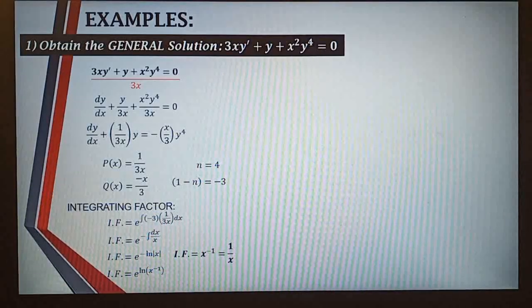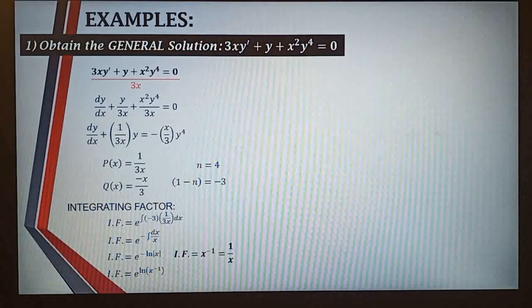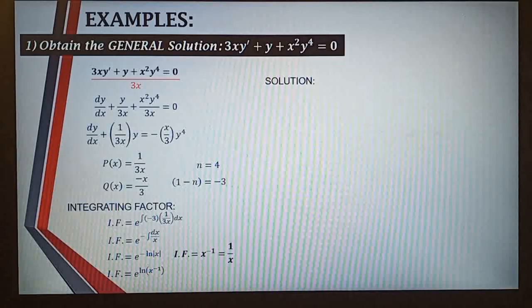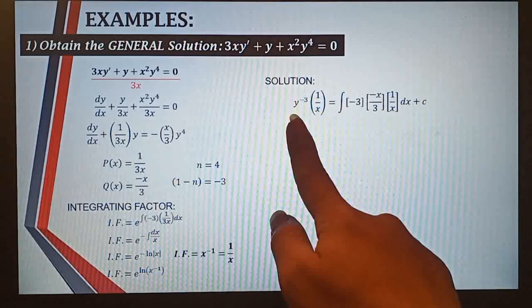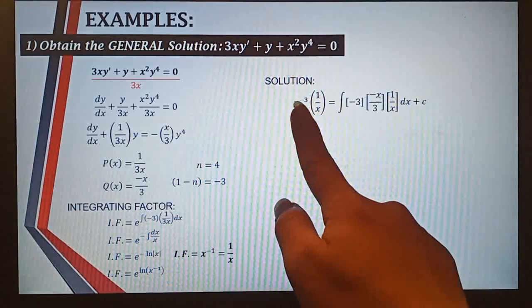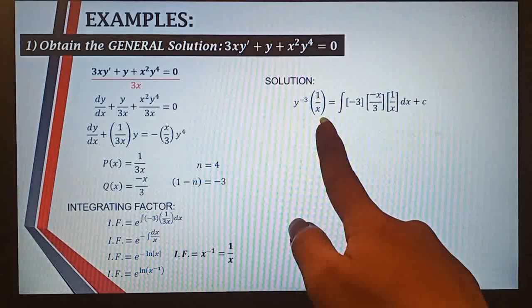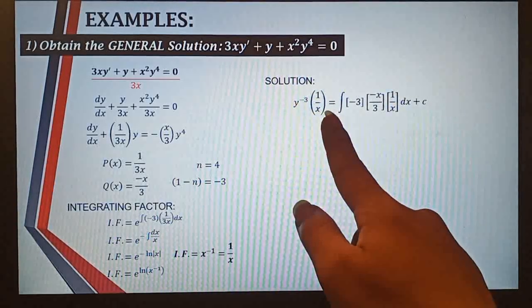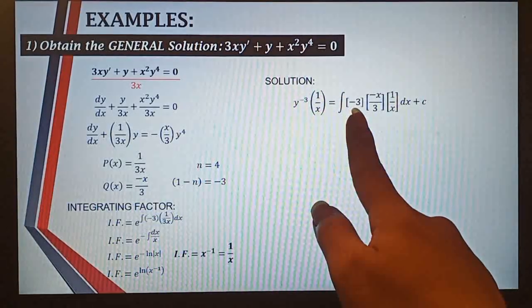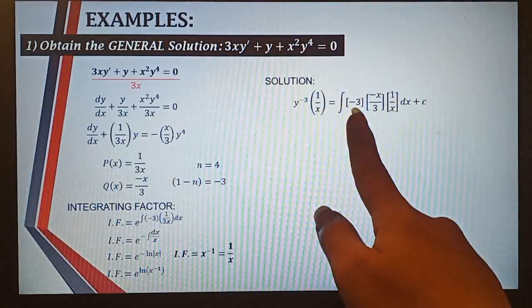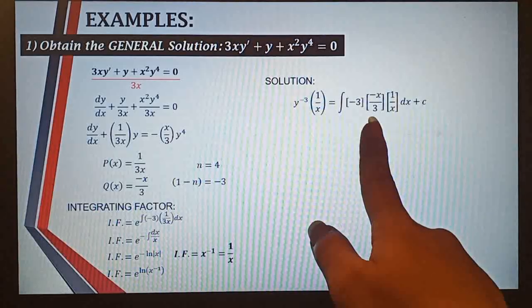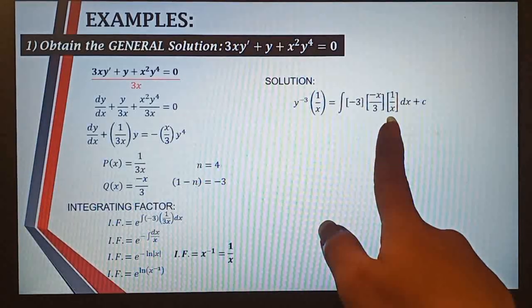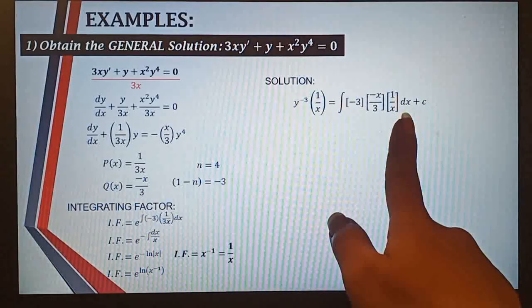So you need to follow the formula for the solution of the Bernoulli's equation. Since we have dy over dx, the solution is y raised to 1 minus n, which is negative 3, times the integrating factor, which is 1 over x, equated to the integral of 1 minus n, which is negative 3 again, times your q of x, which is negative x over 3, then your integrating factor, which is 1 over x, multiplied to dx plus c.